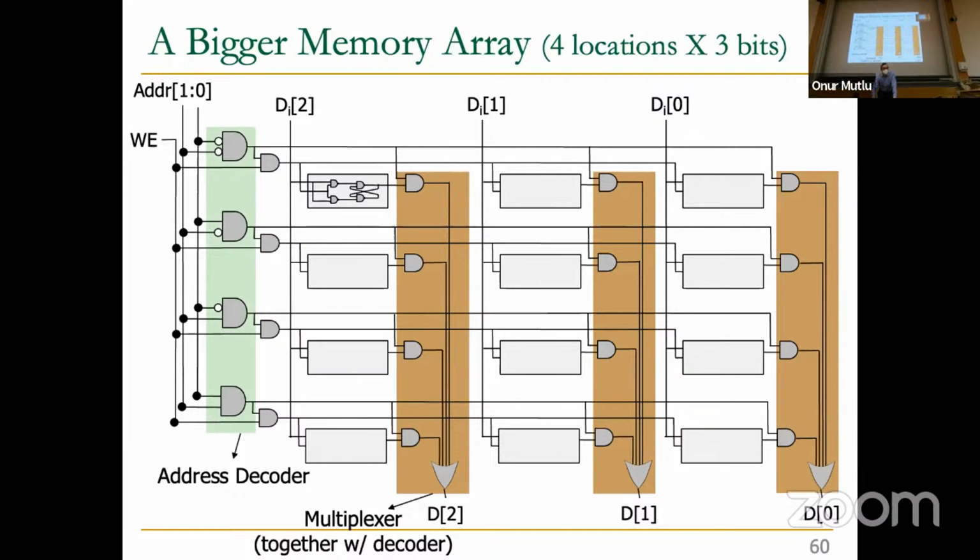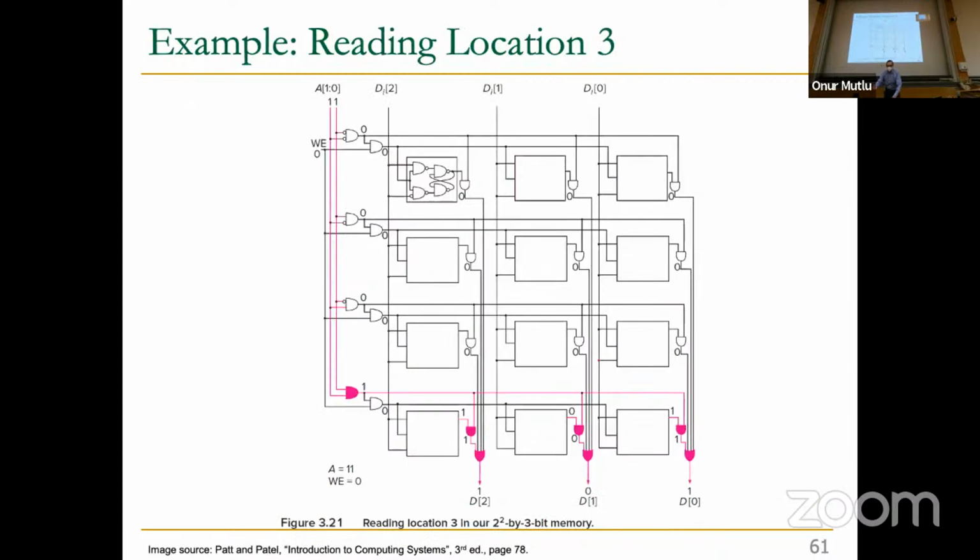Basically, there's no knowledge gaps so far. But if you look at your book, it also shows reading location 3. So if you want to read location 3, your address should be 11. It enables reading. Write enable is 0, so you should not write into the latch. And this multiplexer selects this data bit. This multiplexer selects this data bit. This multiplexer selects this data bit. So you read these 3 bits in parallel in that location. Your address needs to be 11. Your enable needs to be 0 because you're not writing, you're reading from the location.